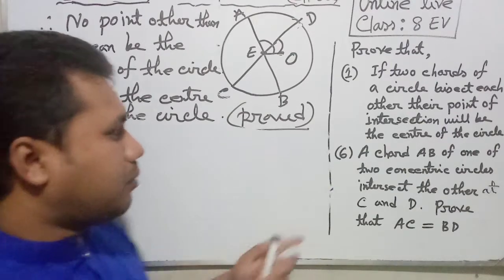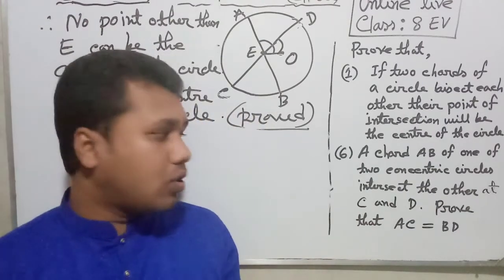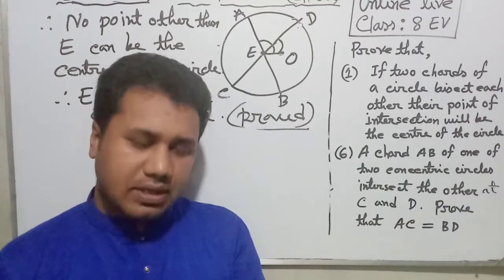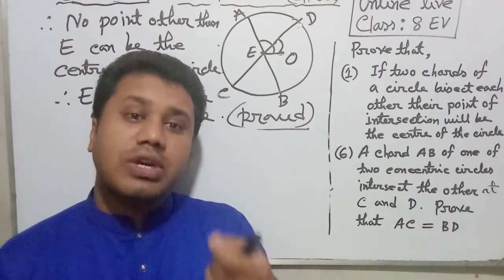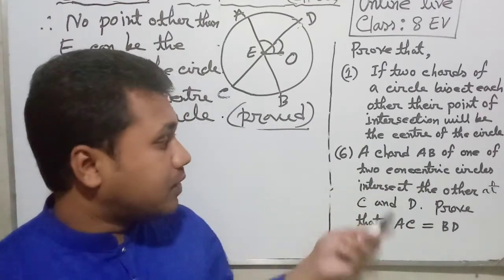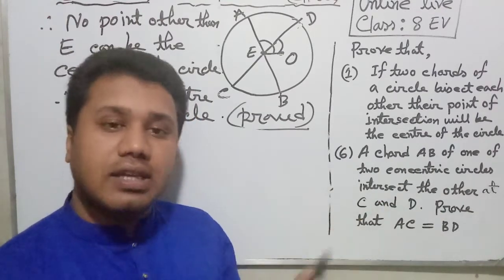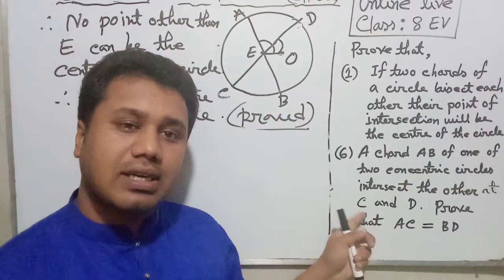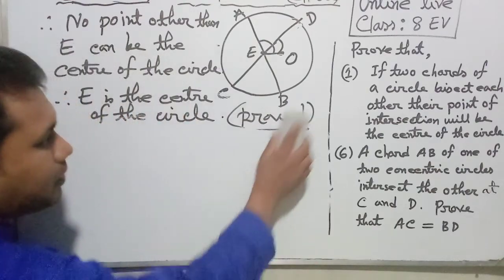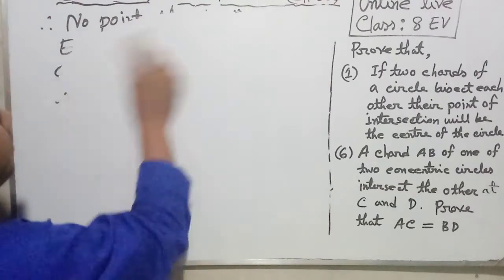Now dear students, we will go to problem number 6. A chord AB of one of two concentric circles, that means their center is the same, concentric circles, intersects the other at C and D. A chord will divide the other circle at C and D. Now we have to prove that AC equals BD. So at first we can draw our problem as a geometrical figure.